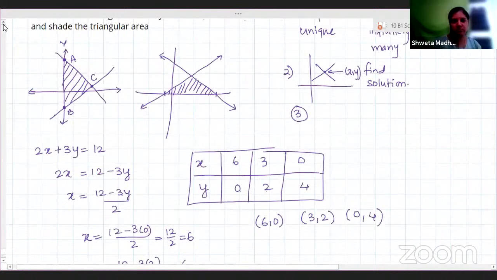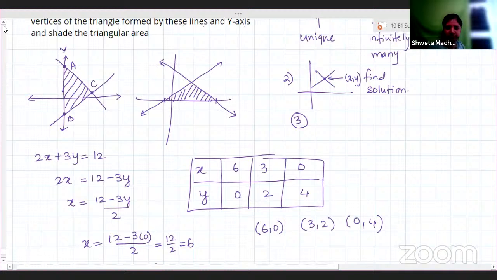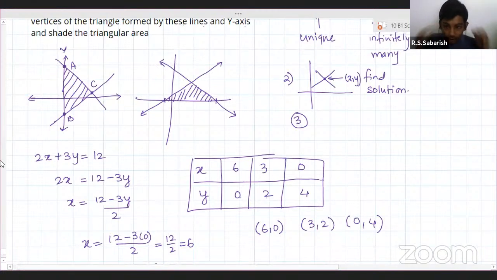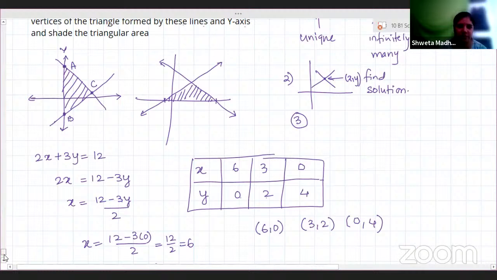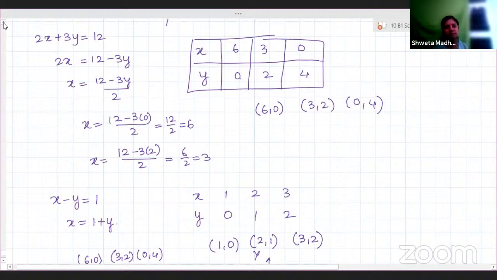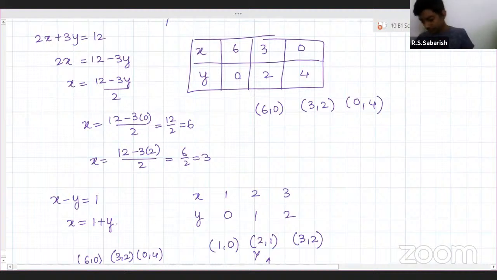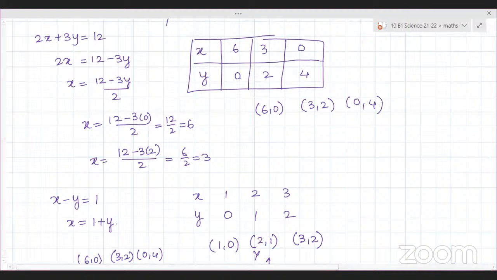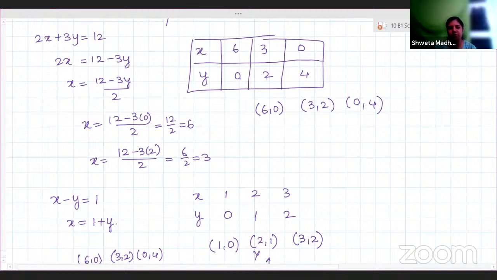So try to draw. If we have graph paper, we can draw directly on that. If you have graph paper, then you have to draw it on the graph. That will be better, easier. So should we do the third question right now? Yes, right now do only this question.